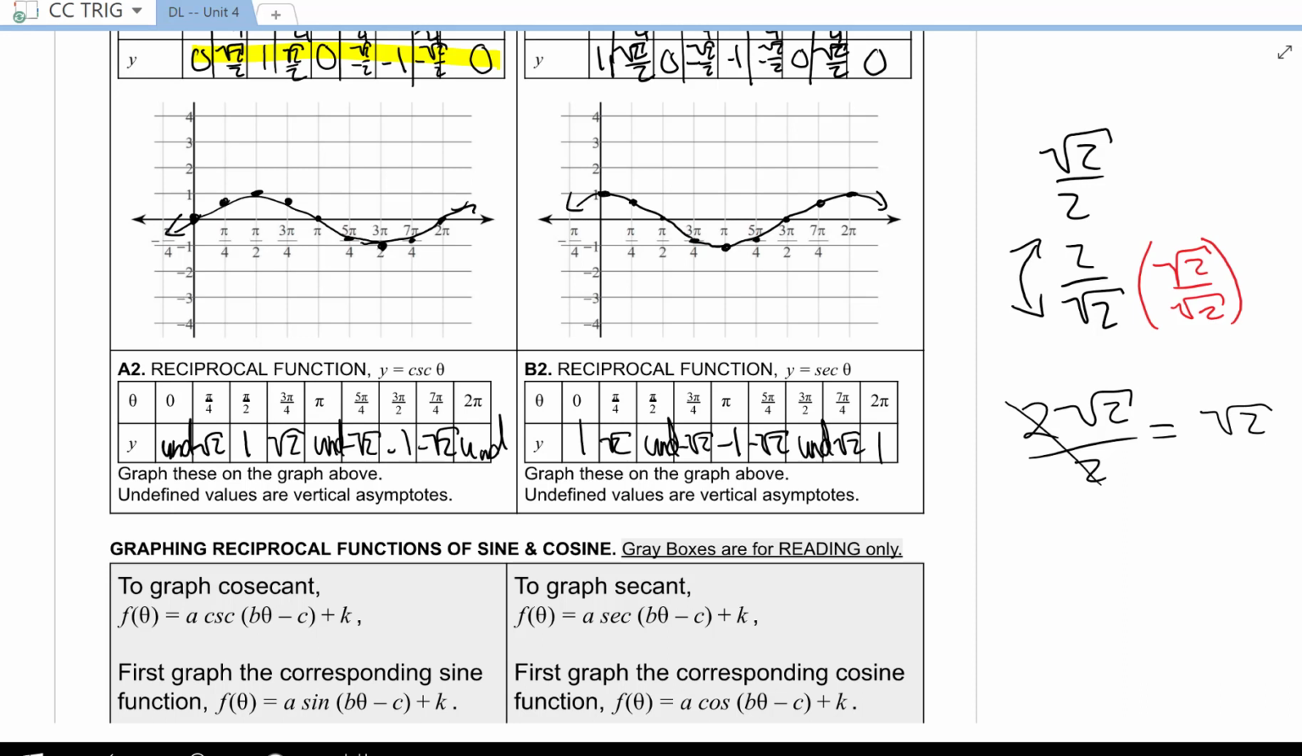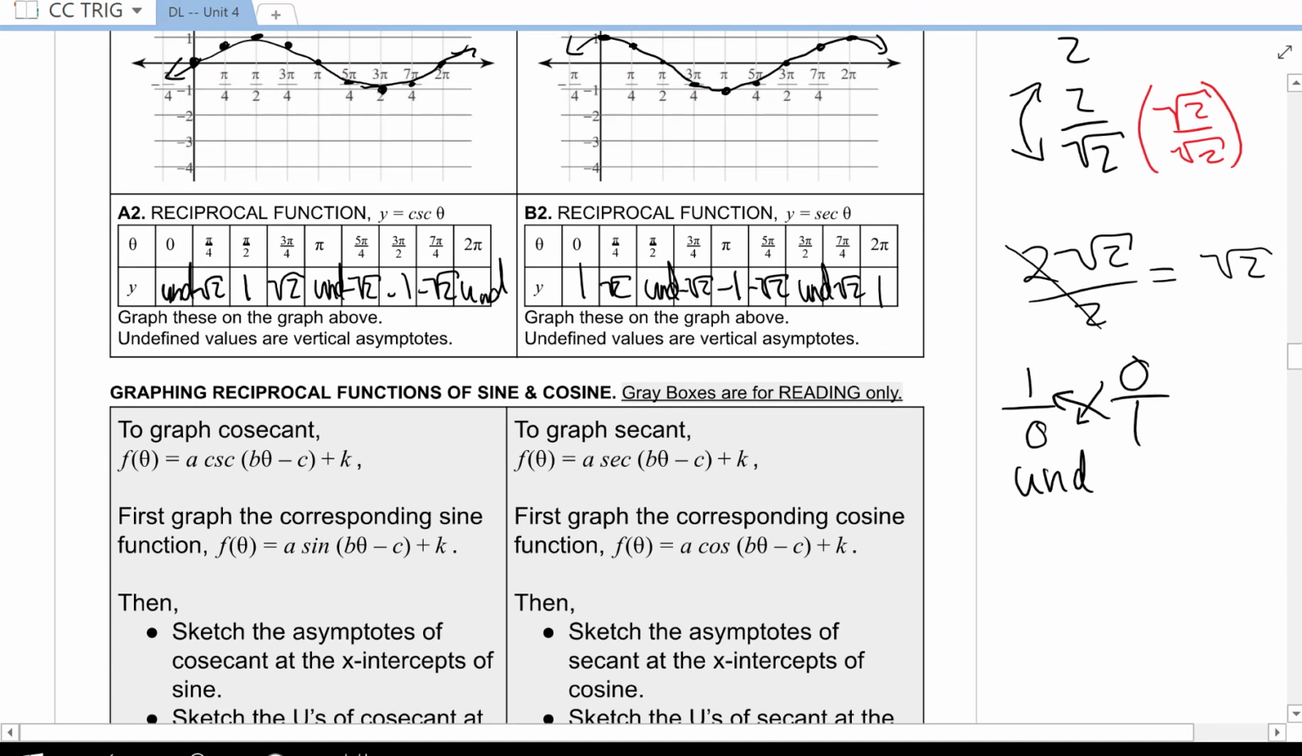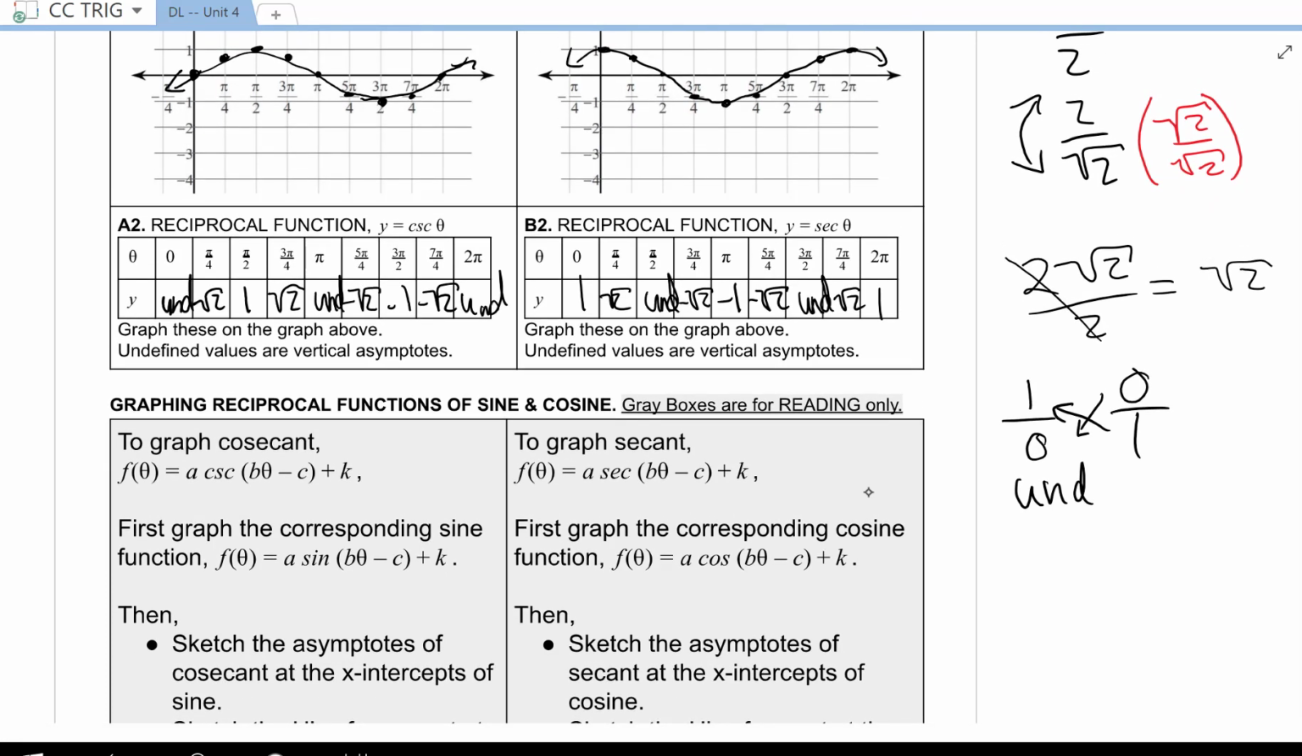Okay, so we've filled out the tables. Just as a reminder, the reciprocal of 0, so 0 over anything, if we were to change it to 1 over 0, that would be undefined. So the reciprocal of 0 is undefined. That means our reciprocal functions are going to have several places where they're undefined, and those values will be represented as vertical asymptotes. If you remember, we had asymptotes when we graphed rational functions.